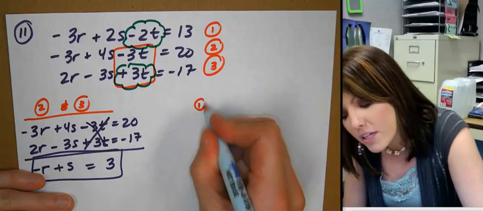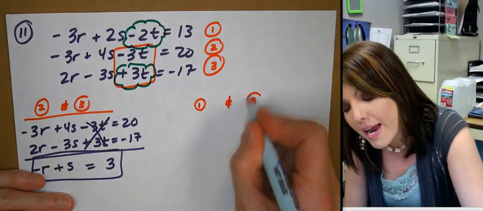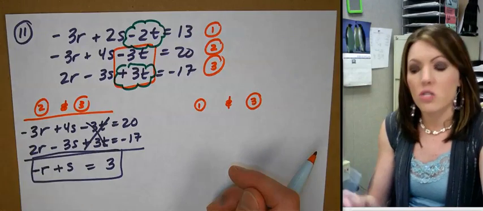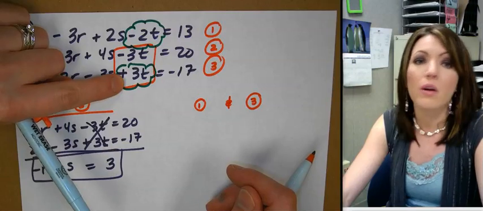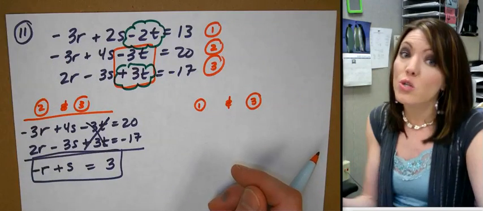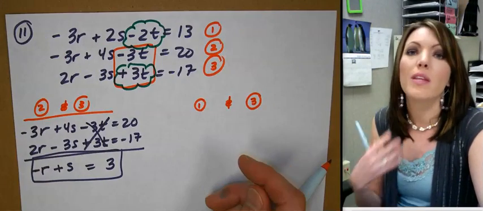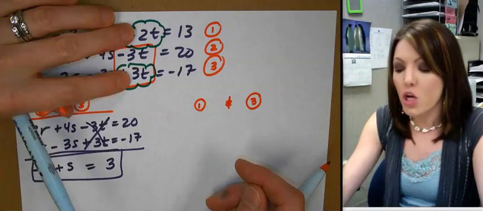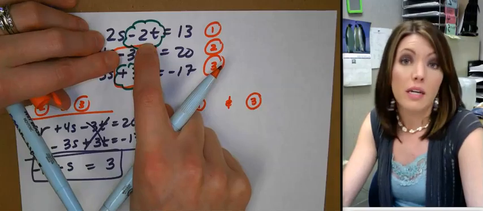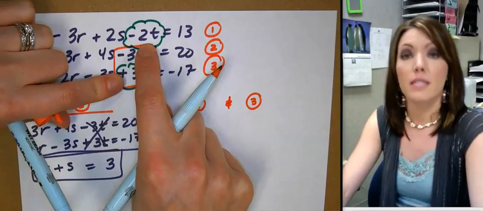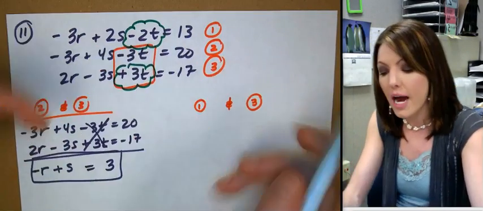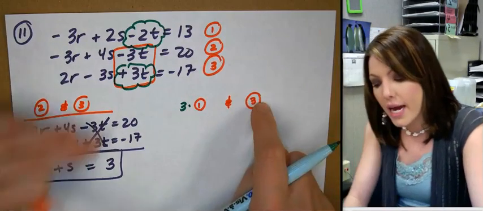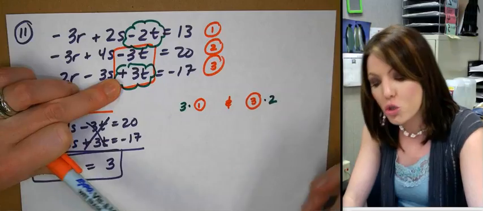But if I notice the way that they're written right now, if I try to add those together, negative 2 plus 3 is 1. They're not going to cancel. So I need to multiply actually both equations by something so that they will cancel. Otherwise, we're not going to get anywhere. So I notice that I can multiply a 2 by 3 to get 6 and a 3 by 2 to get 6. So that's what I'm going to do. I'm going to multiply the entire first equation by 3 and the entire third equation by 2.